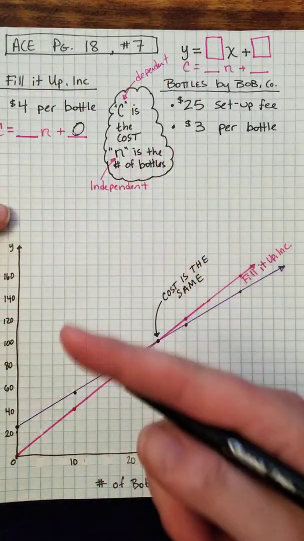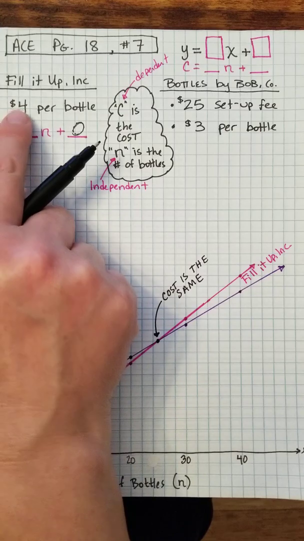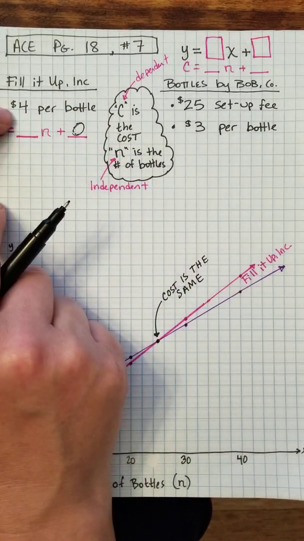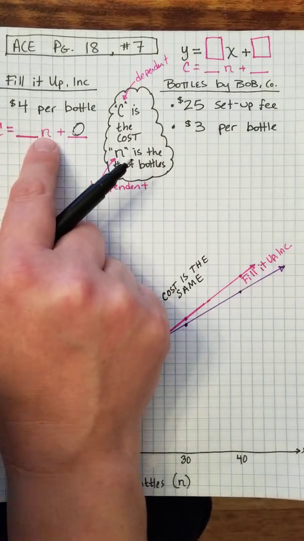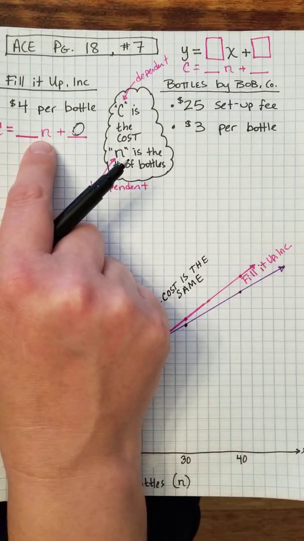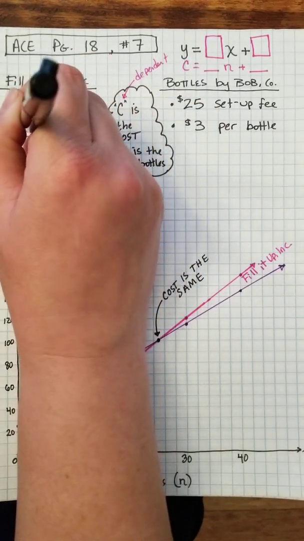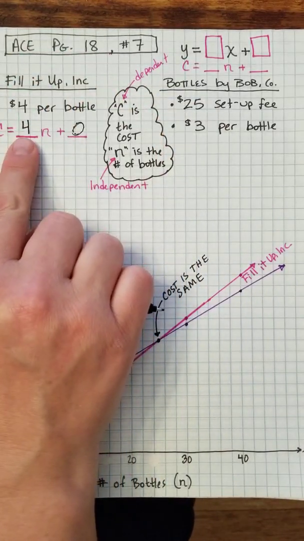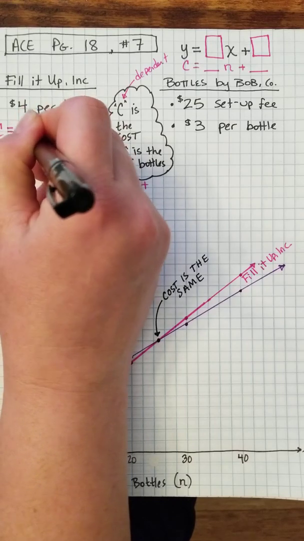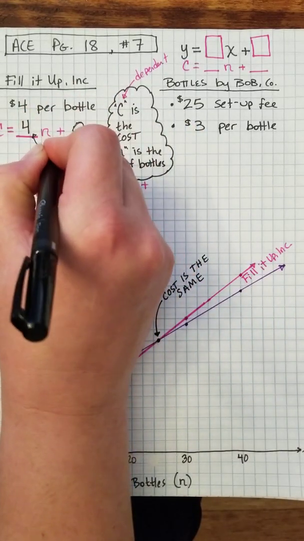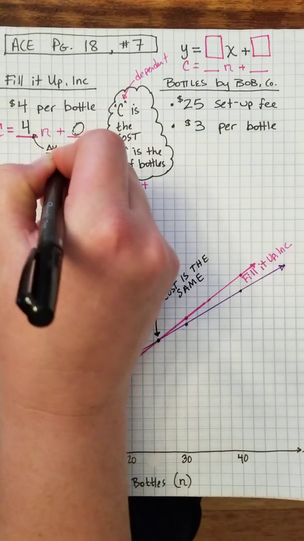The minute I start buying bottles, they're going to charge me $4 per bottle. If I take $4 per bottle and multiply it by the number of bottles, that should give me my final cost. So I have 4 input here. This is my change in y over change in x.